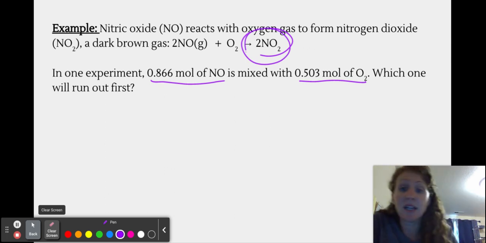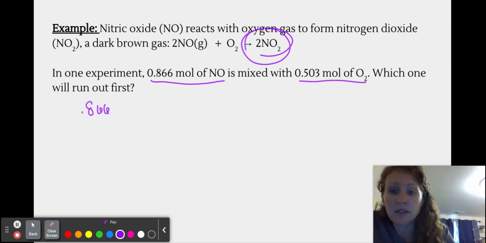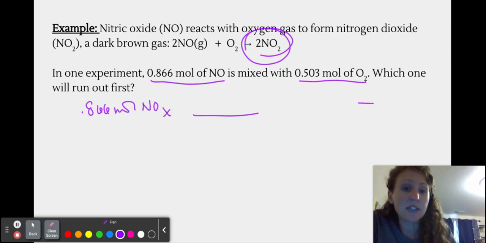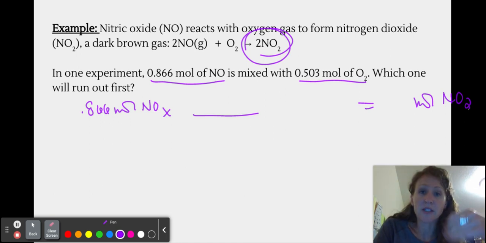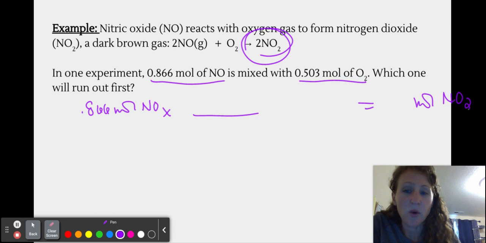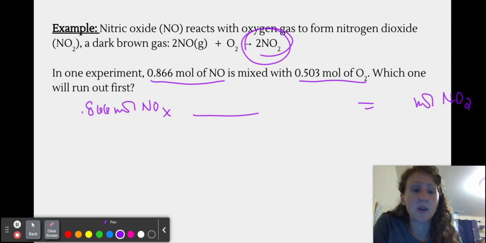So I'm going to take 0.866 moles of NO and I'm going to convert it into moles of NO2. Whichever one can make less NO2 means that one is going to run out first, stop the reaction early, and that one's our limiting reactant. Okay, so pause the video here, see if you can figure that out, and then I'm going to walk you through it. All right, so we are converting from NO into NO2.